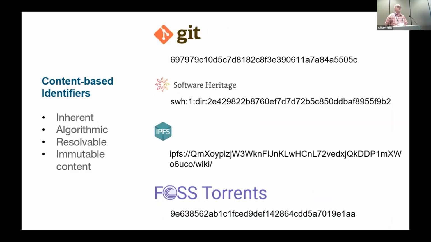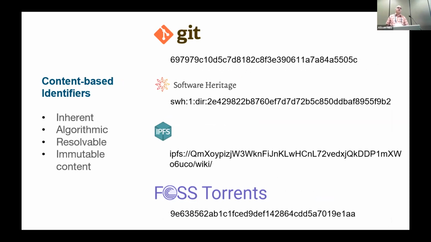So today I'm going to talk about a different model, which is content-based identifiers, where some of these properties are different. In content-based identifiers, the identifier is inherent in the content. You could never have a different content-based identifier for the same content on two different systems. And that makes them inherently algorithmic and resolvable, because you can always tell what the identifier for a piece of content will be no matter where you find it on the internet.